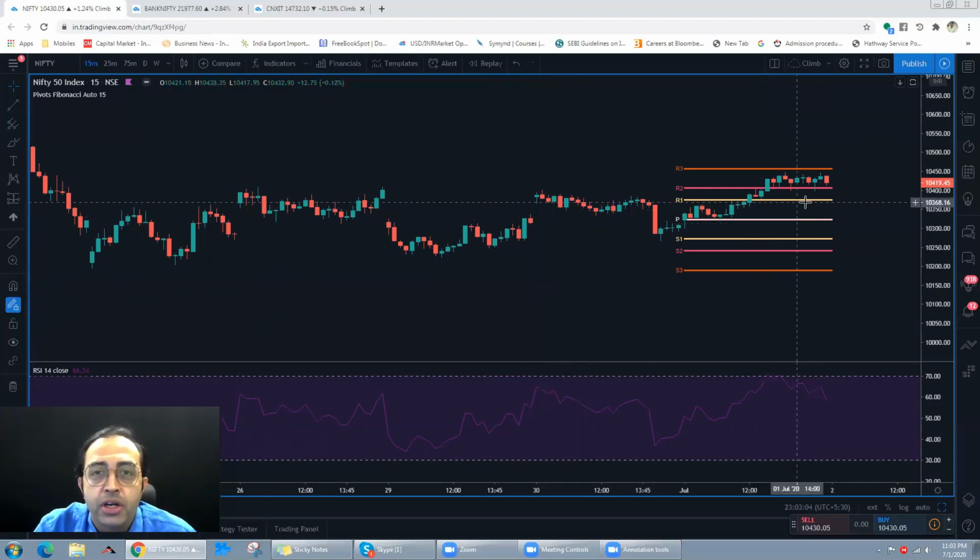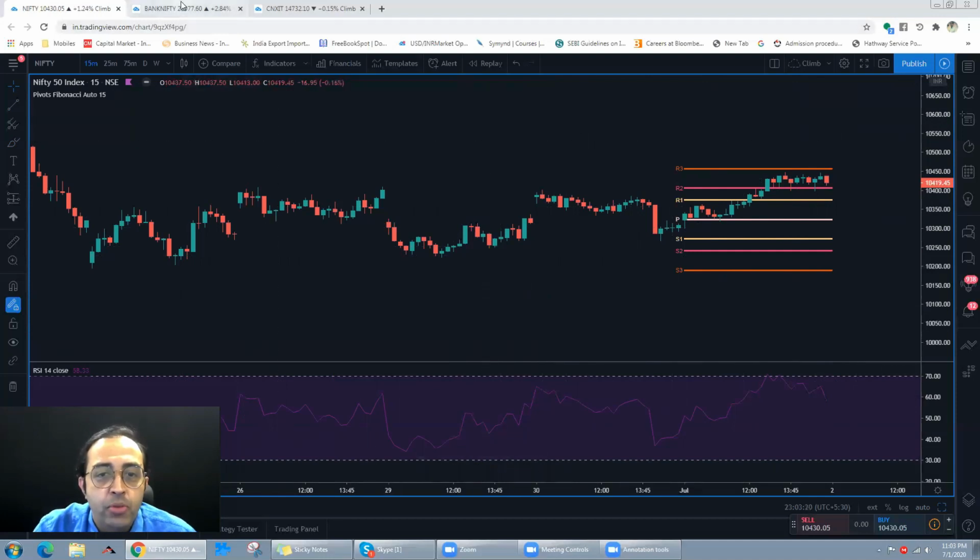Around 10,390 is also the pivot level for tomorrow. So it could be a very good setup which we could look at, and that will be a very good way to look at the markets. So when we meet again tomorrow, we will analyze the Nifty.